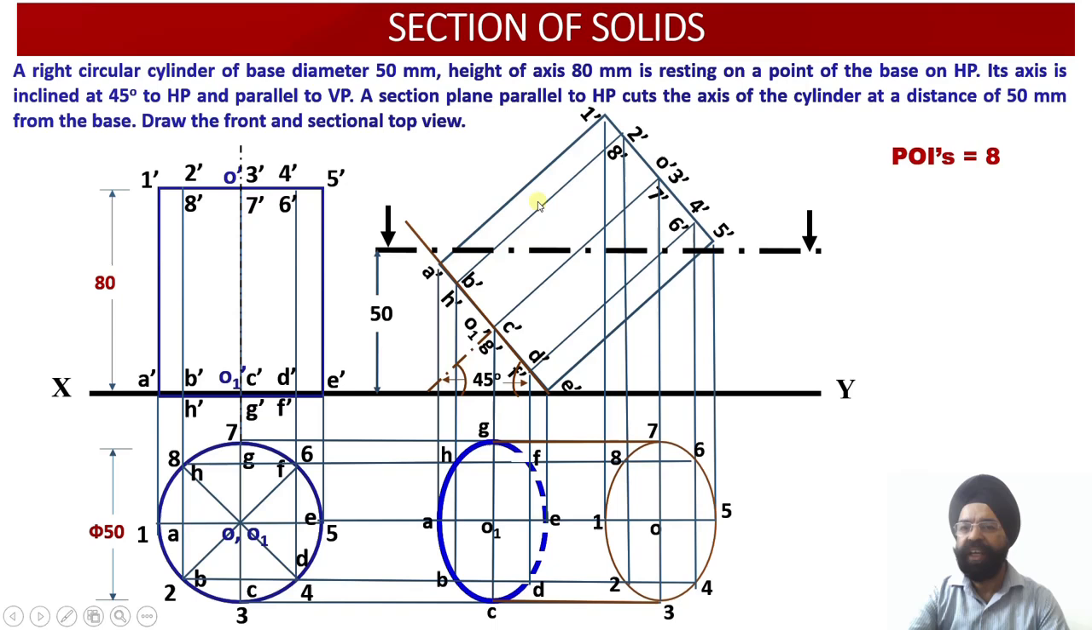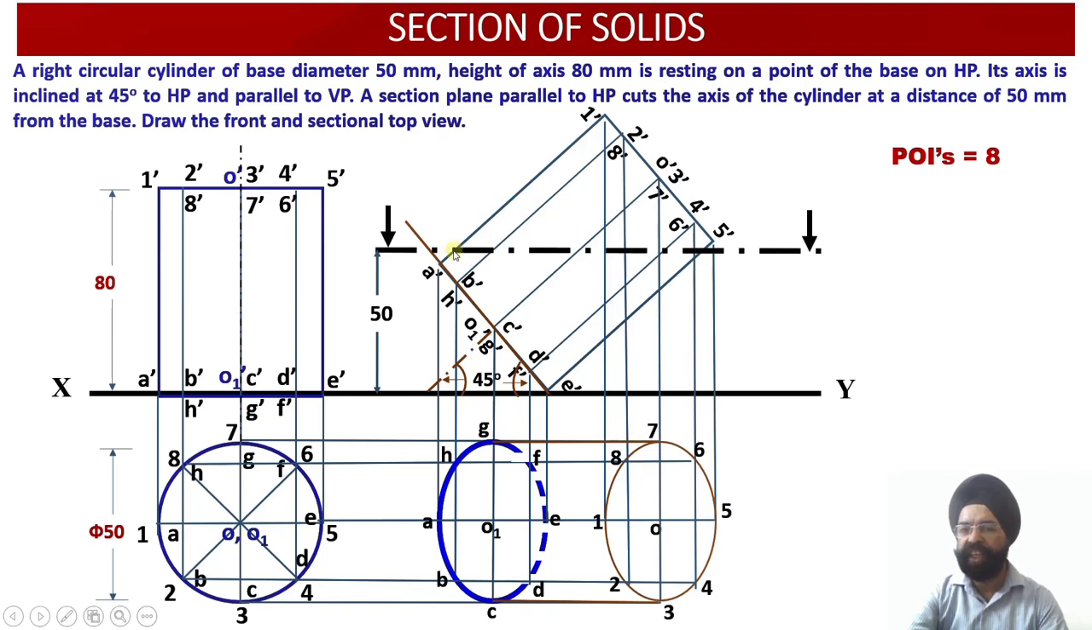So corresponding to all these 1, 2, 3, 4, I have added another 10 over here for the POI point, so that I can locate it easily in the front view and in the top view. So the total number of POIs is going to be 8 in this particular case. So let us start working out the projections of these 8 points in the front view and in the top view over here. So let us start with point number 1.